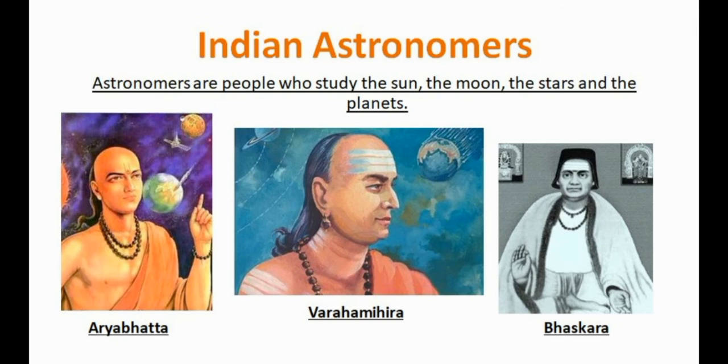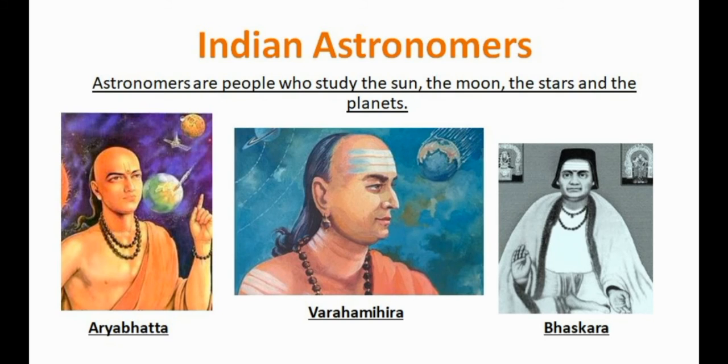Now let's learn about some Indian astronomers. First, you should know who astronomers are. Astronomers are the people who study the sun, the moon, the stars, and the planets. And there are 3 astronomers you can see now. First is Aryabhat. About 1500 years ago, this astronomer lived, and he studied and taught astronomy and mathematics. He was the first man to tell us that earth is round in shape and it rotates on its own axis. He also told that the moon does not have its own light. It shines when the sunlight falls on it.